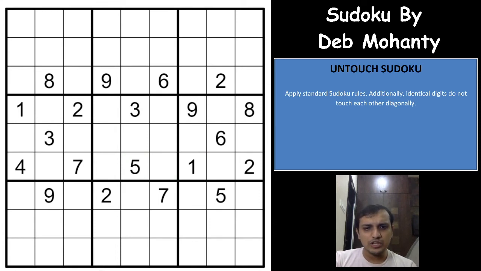And now the Sudoku that you are seeing here in front of you is the untouched Sudoku, which is constructed by Deb Mohanty. He's really, I would say, one of the best solvers India has ever produced, right? His Sudokus are really great. So with that we'll start solving this Sudoku.